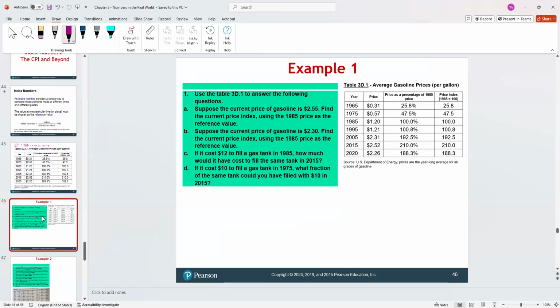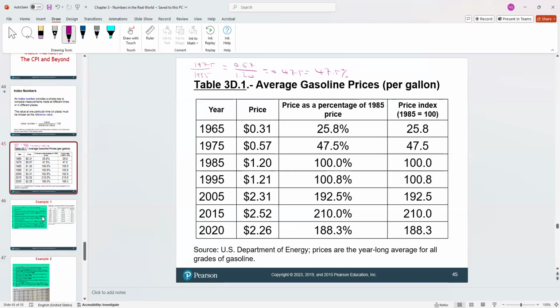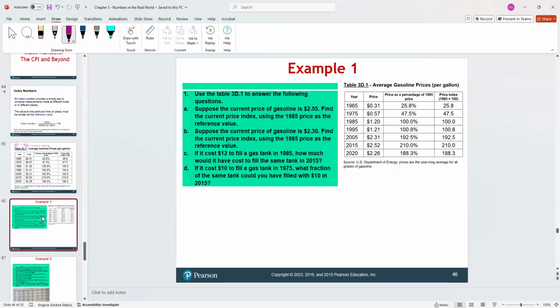Now let's go with our first example, because we're talking about the index. What they ask us to do here is use Table 3D.1, the one we just showed you in the previous slide, to answer the following questions. The first question is: suppose the current price of gasoline is $2.55.